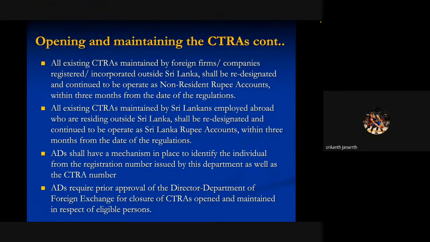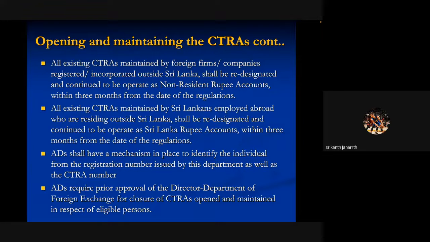So that account, whenever the regulation changed, at the central bank's last review, they said, okay, make it into a CTR account prior to March. Then in March they realized it was cumbersome. So they categorized all those accounts now into non-resident Rupee accounts. So year in after, CTRA is a designated account only for immigrants.